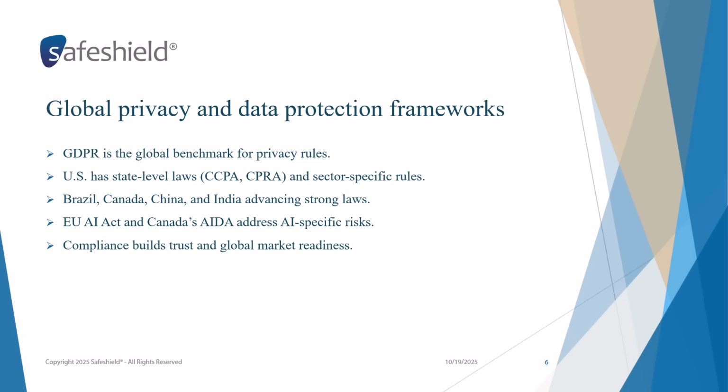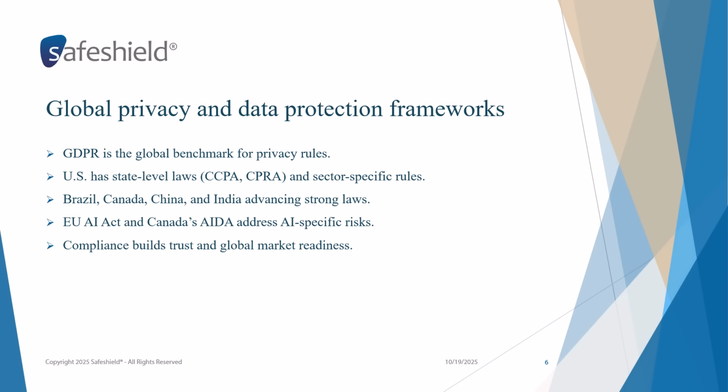In the United States, privacy regulations are more fragmented. The California Consumer Privacy Act, CCPA, and the California Privacy Rights Act, CPRA, grant residents significant rights over their data. Other states, including Virginia, Colorado, and Utah, have introduced similar laws. While no single federal law exists, sector-specific regulations like HIPAA in healthcare and GLBA in finance also impact AI systems.